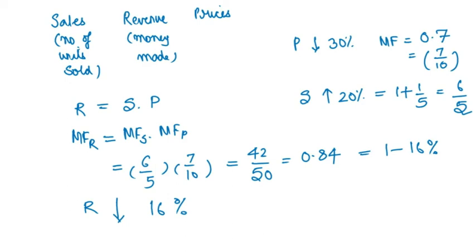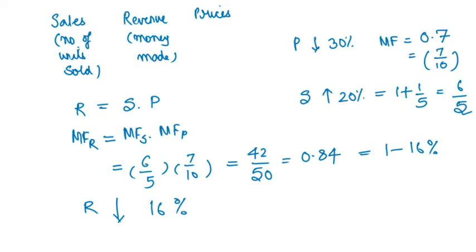Revenue has come down by 16%. If you have not understood this, please ask me to repeat this. Look at the model. This is very similar to distance is equal to speed into time, but here the formula is different. Formula is revenue is equal to sales into price.